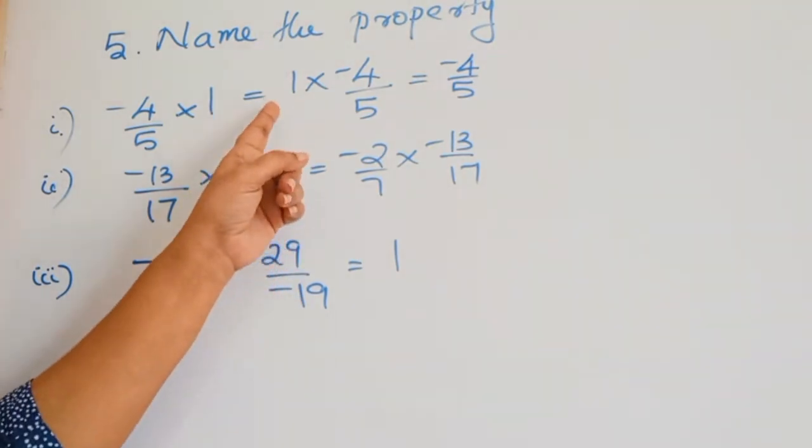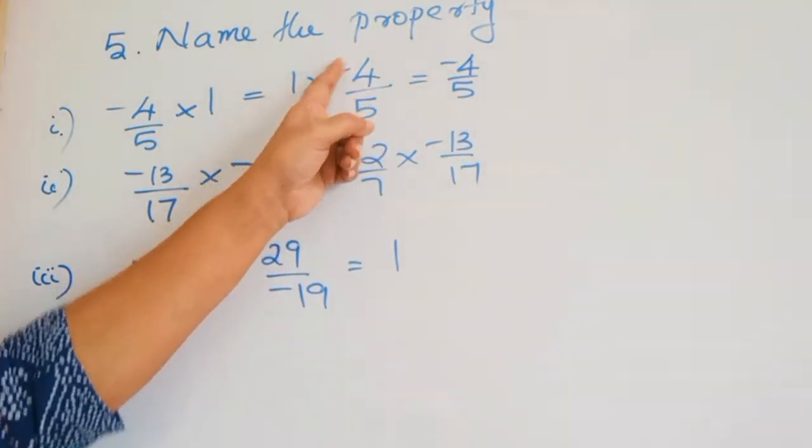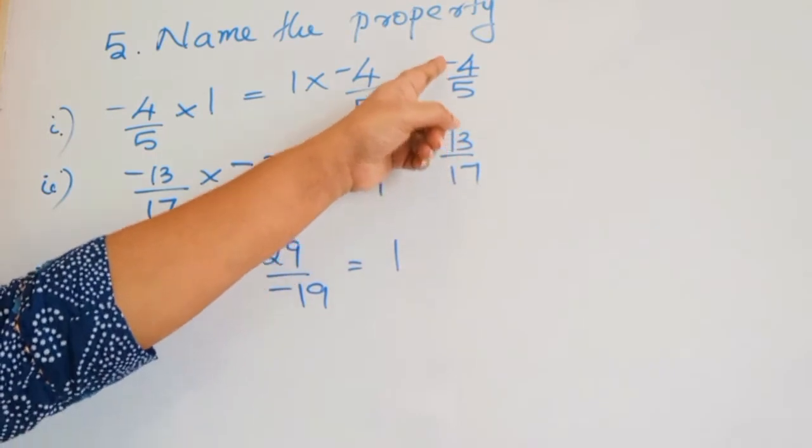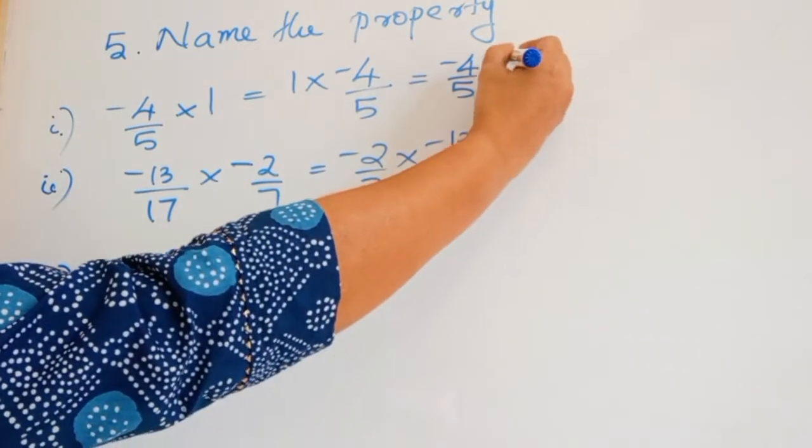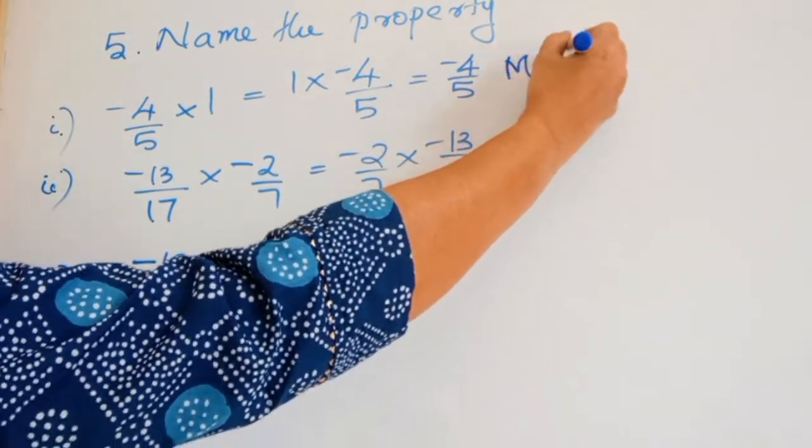In another way also, 1 into minus 4 by 5 will also give minus 4 by 5. So here the property is multiplicative identity, because 1 is the multiplicative identity. So the property is known as multiplicative identity.